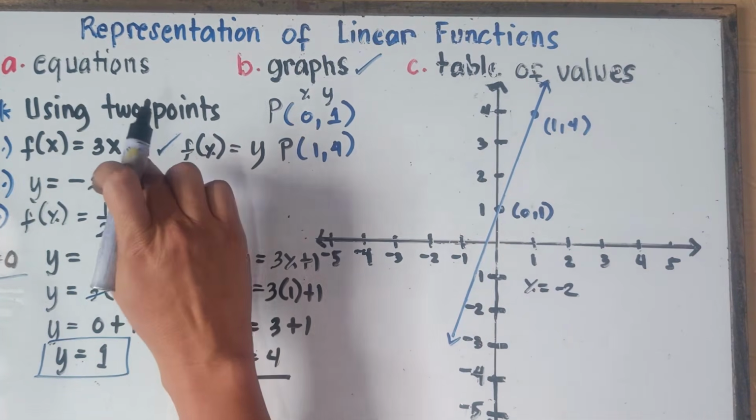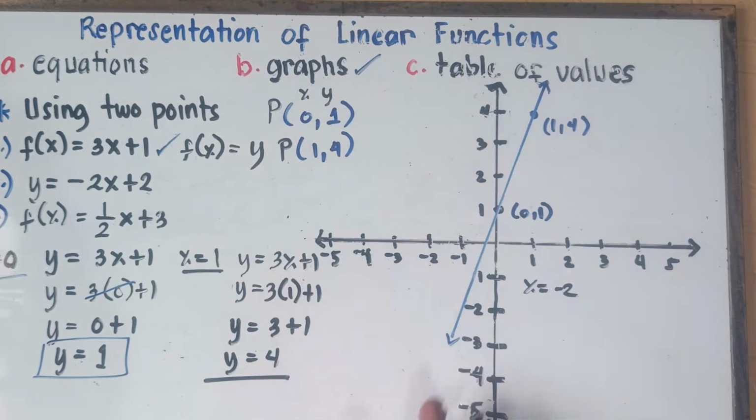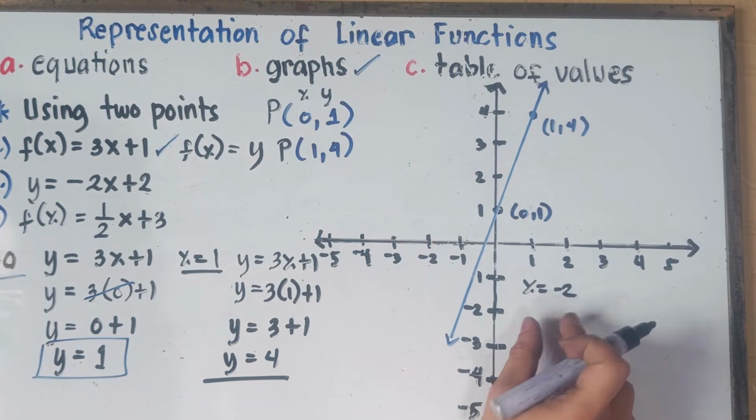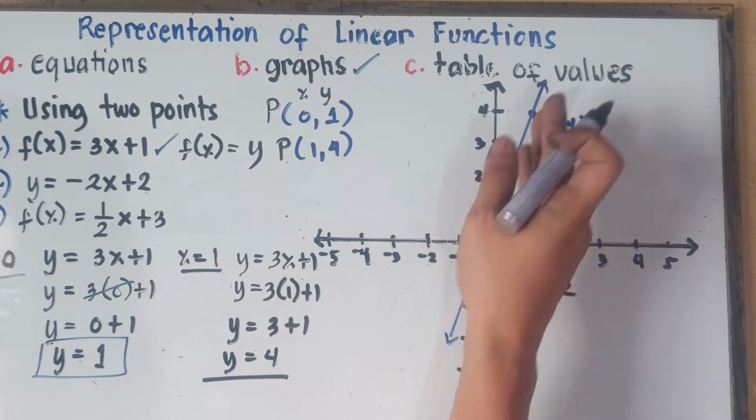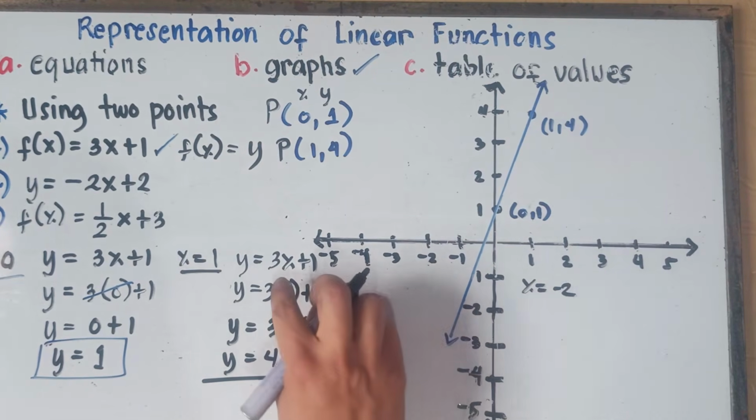Once again, class, the equation is a linear function. Therefore, it will be a straight line. So therefore, any number for x, class, I'm sure, class, it will pass in this given straight line. Let's try that one, class. X equals negative 2. Let's substitute the value of x.